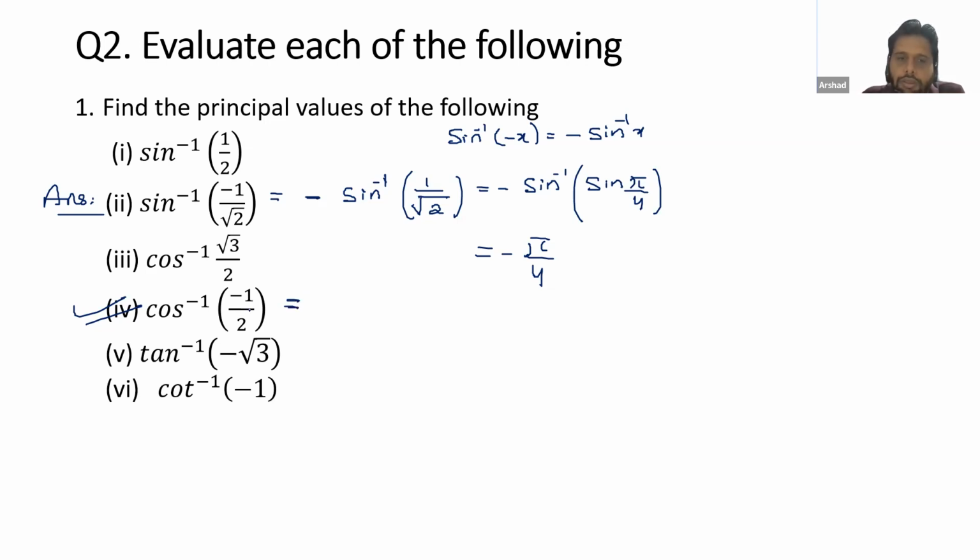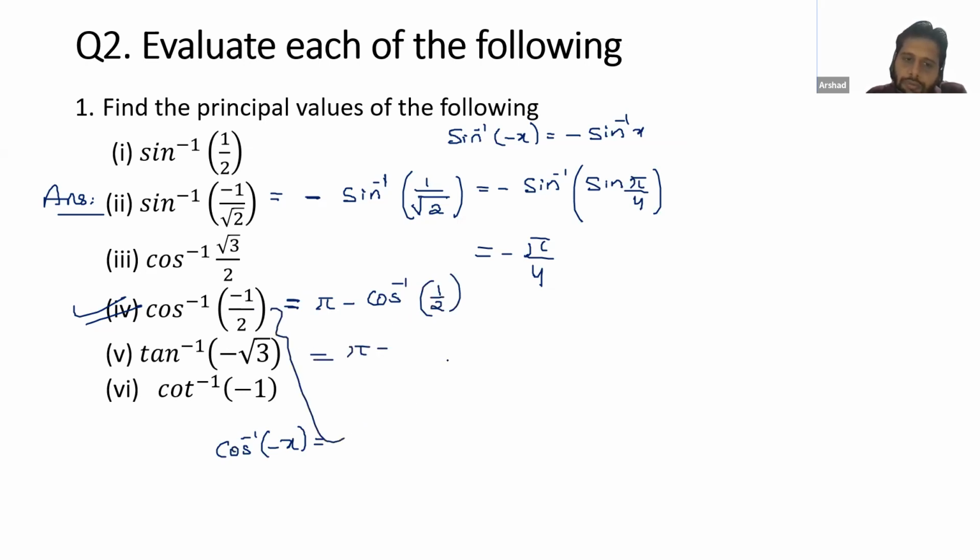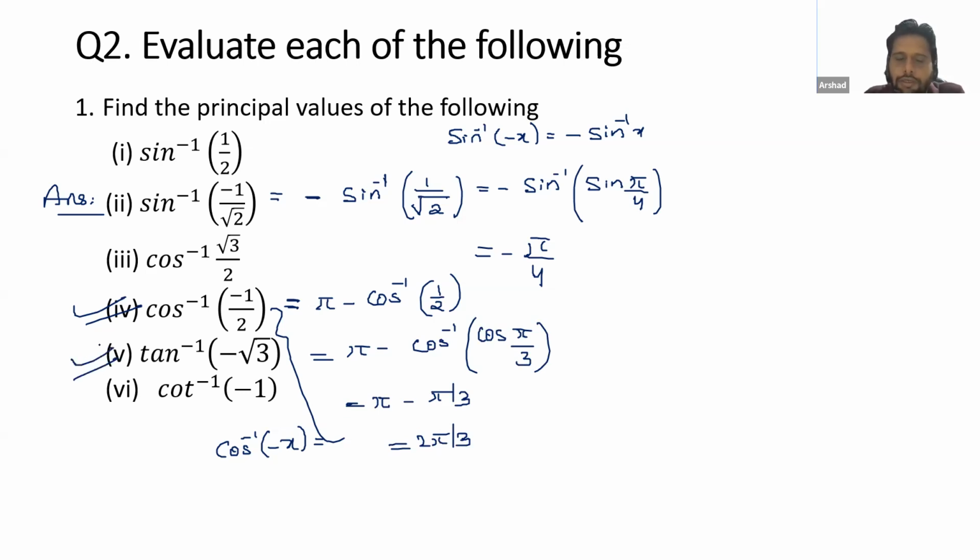Please use the formula. Fahad, what is the formula for cos inverse of minus x? Pi minus cos inverse x. Very good. So it is pi minus cos inverse of 1 by 2. You just need to solve this one. Write pi minus cos inverse, and in place of 1 by 2, write cos pi by 3. So what will you get here? Pi minus pi by 3, which will give you 2 pi by 3. I hope this is clear. Now please do the fifth question. Rifat, is it clear, the fourth one?